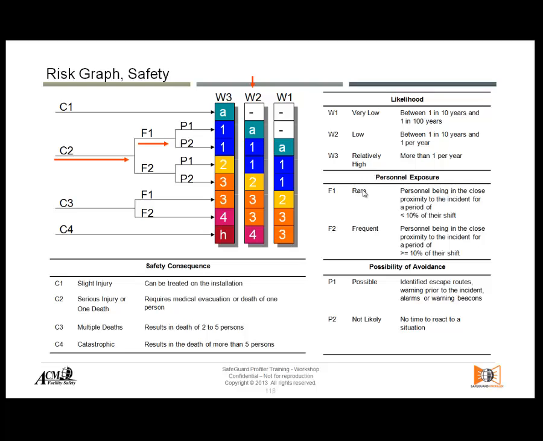So the exposure is rare, meaning that the trucker, that people that come inside the park, it is not that frequent. And then P2, whether it was possible to escape or not, or to avoid the hazard once it presented itself. So it was not likely. So no time to react to a situation. And that gave safety integrity level 1 required for a safety instrumented function in this case, right?